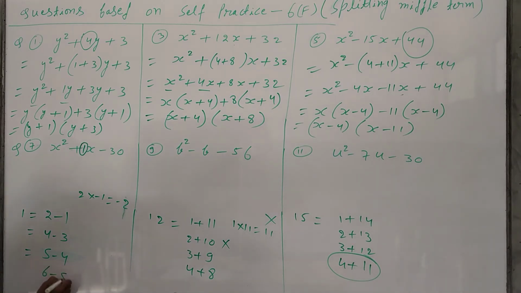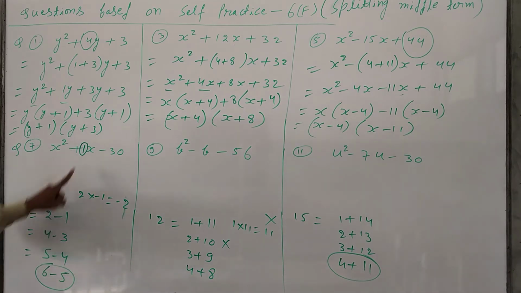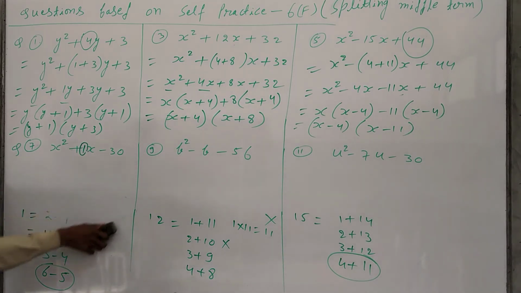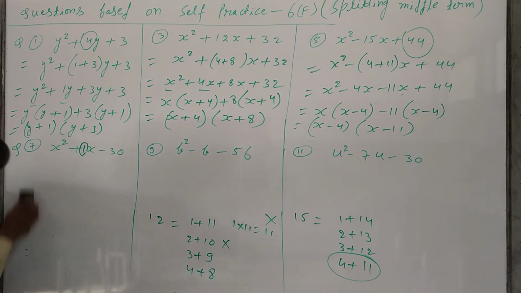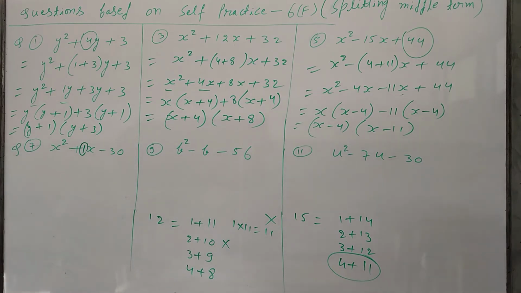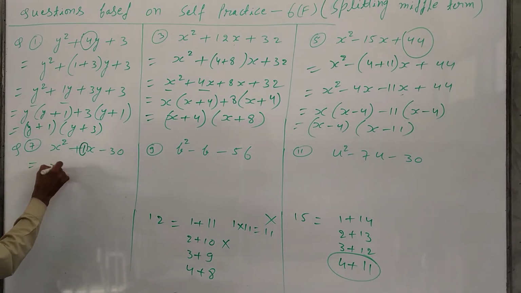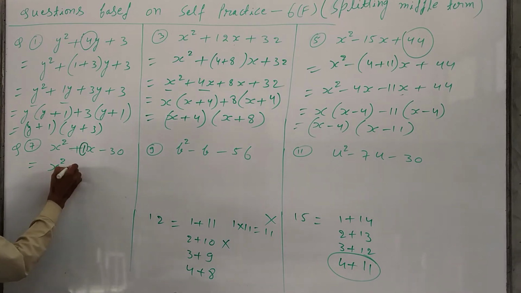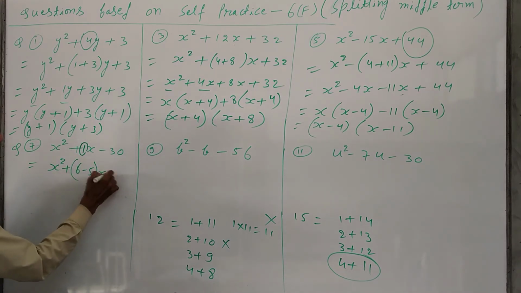Now 6 minus 5, this one is favorable. 6 minus 5 becomes 1, and 6 times minus 5 becomes minus 30. So we can put 6 minus 5 in place of 1. This one is favorable for our value. So in x square, in place of 1 we have to write 6 minus 5 into x minus 30.